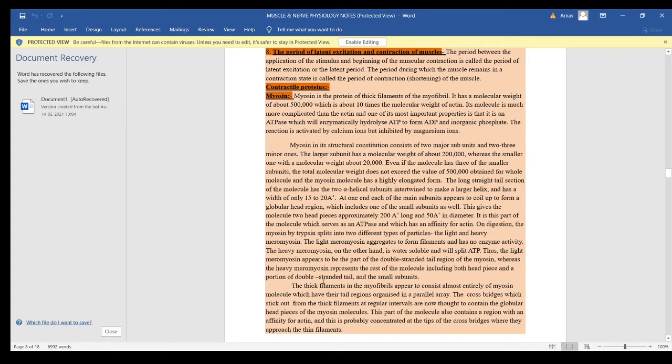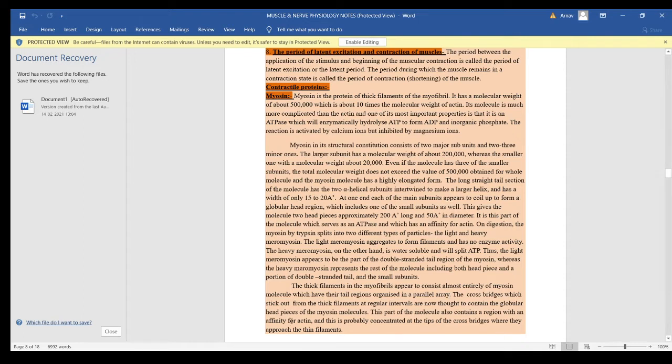The thick filaments in the myofibrils appear to consist almost entirely of myosin molecules, which have their tail regions organized in a parallel array. So all the tail regions of the myosin filament are arranged in a parallel array, making the myofibrils appear in the form of thick filaments.